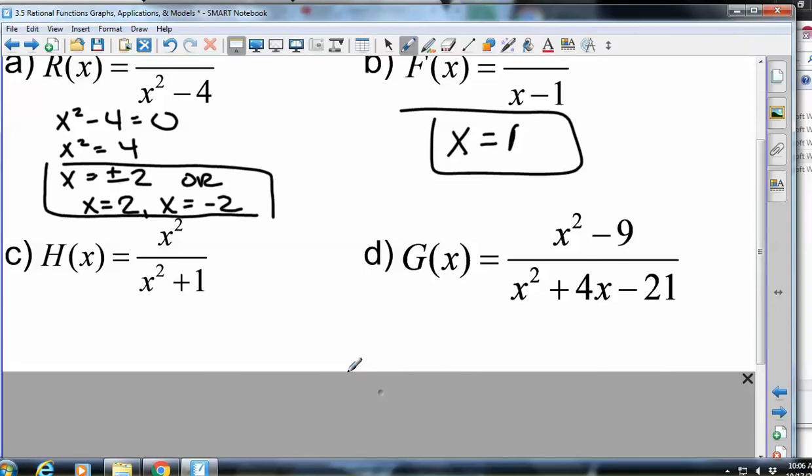C, we looked at this one earlier when we did the domain. If you set that denominator equal to 0, and you try to do your square root, what happens? It's imaginary. So, is there a vertical asymptote? No.